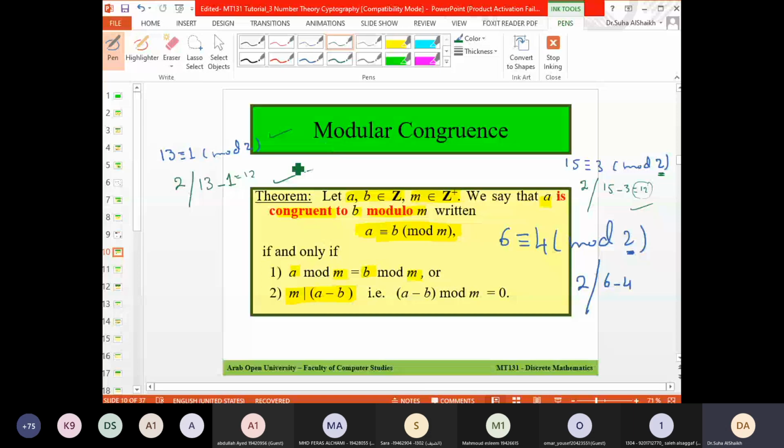Try this. 7 is congruent to 1 mod 3. Is it correct? Why? Because the 3, the number inside, divides 7 minus 1. What's 7 minus 1? 6. 3 divides 6. True. So this one is true.